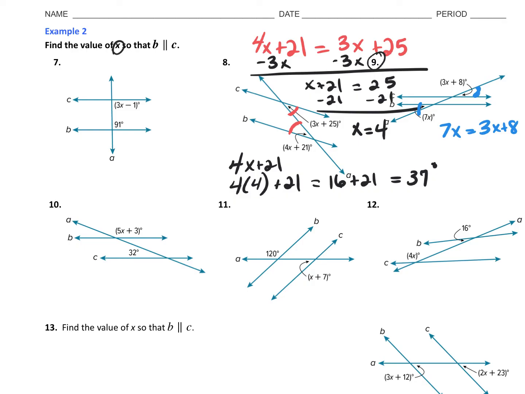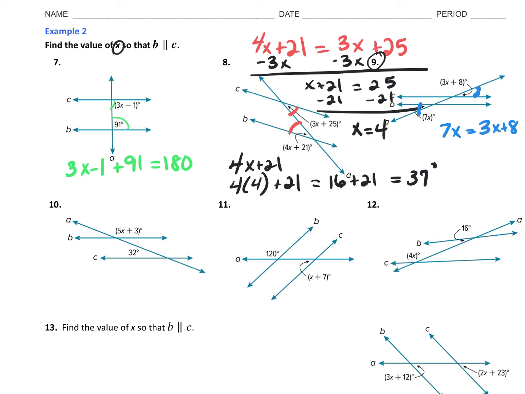Number 7, we have same side or consecutive angles. Okay? And those are the only pair that are supplementary. They are not congruent. So I could do 3x minus 1 plus 91 equals 180. That's one way to solve.